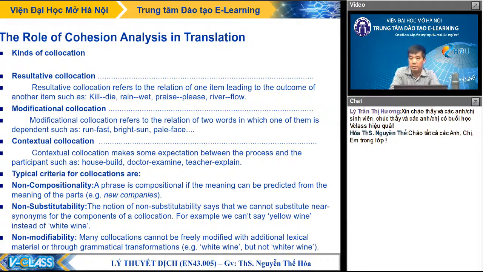And we have different kinds of collocation: resultative, modification, and contextual collocation. And also we have some typical criteria for collocation here. We have non-compositionality, non-substitutability, and non-modifiability.